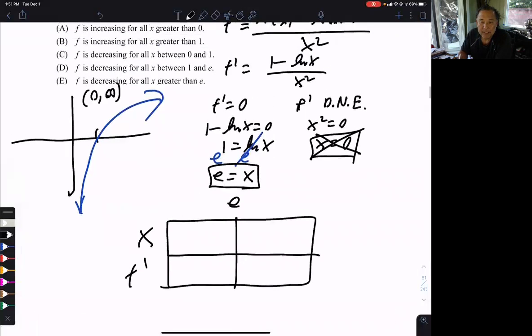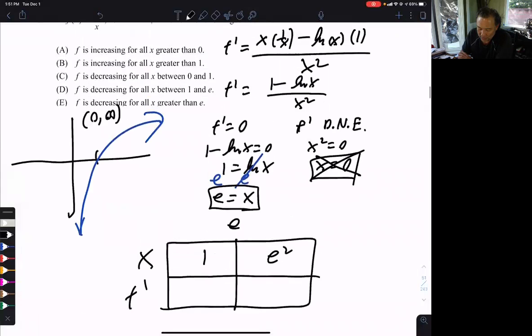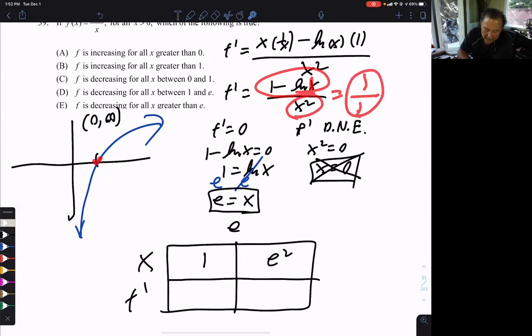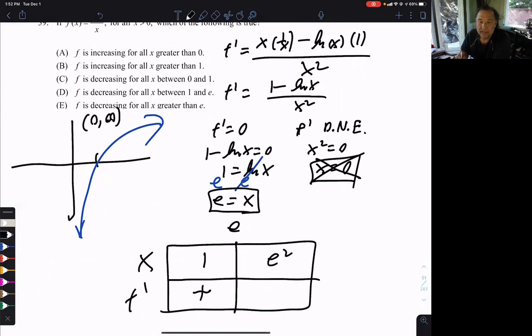And we need to find out what's happening around e. I'm going to pick 1 and e squared. And there's a reason why, and I will explain to you. So we need to find out what's happening with the derivative because we want to know increasing, decreasing, and that's all derivative. So let's plug in 1 here. What's ln of 1? 0. 1 minus 0 is 1. You plug a 1 there, you get 1. 1 over 1 is positive, so we get positive.